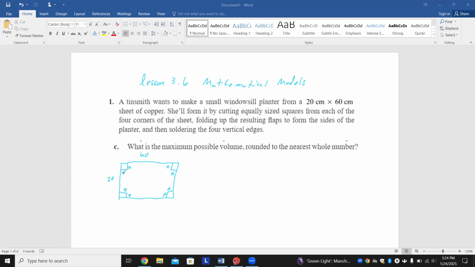And so that means that each side, and then over here, same concept. This will now be 60 minus 2x. If I wanted to know what the volume of this would be, I would just have 60 x.